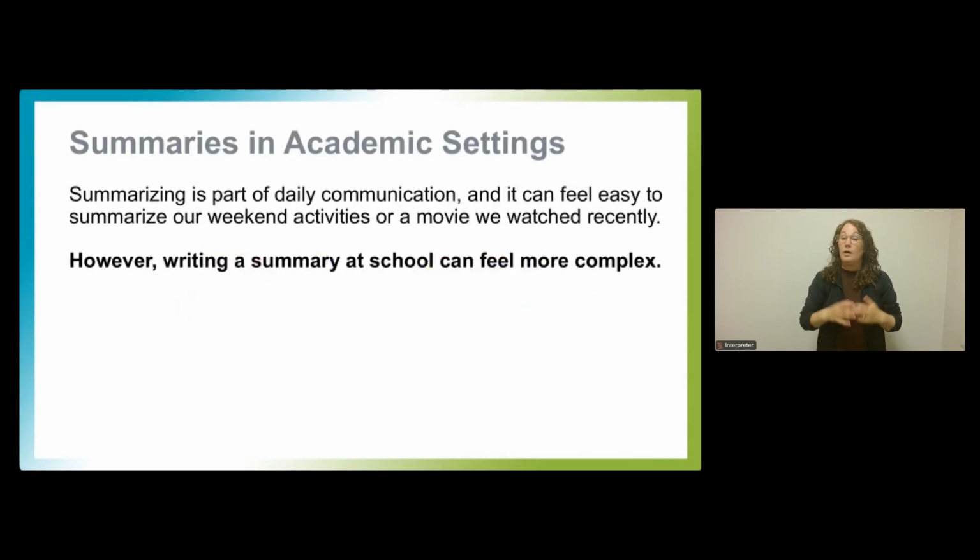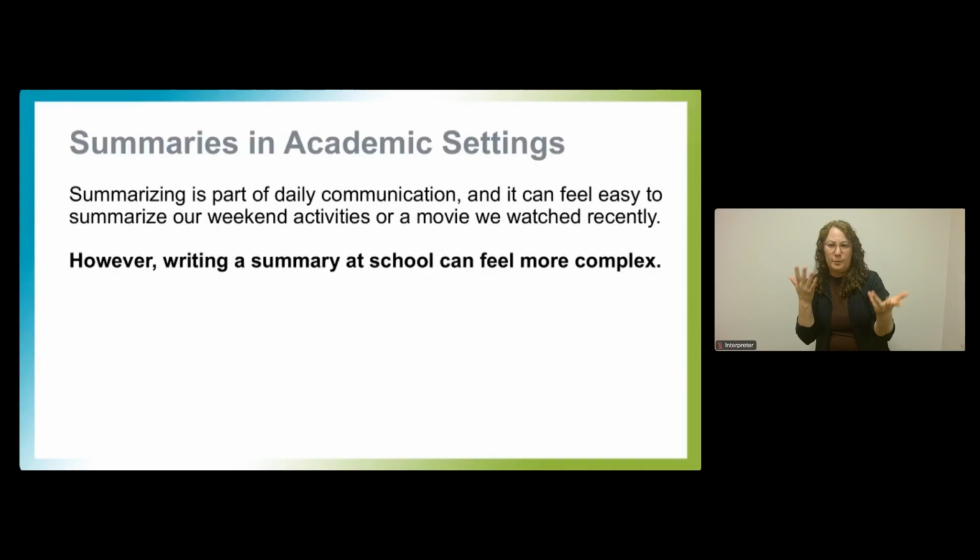Now, on the other hand, we find summaries in academic settings, right? So summarizing is, as I mentioned, part of daily communication, and it can feel easy to summarize our weekend activities or a movie we watched recently, for example. However, when asked to write a summary at school, it can often feel more complex, more difficult. And sometimes we're not sure exactly what we need to do.